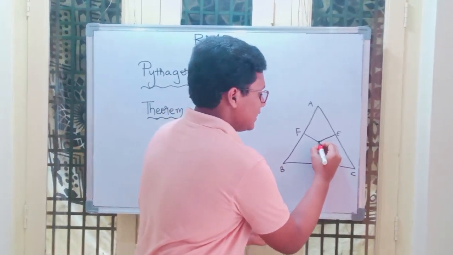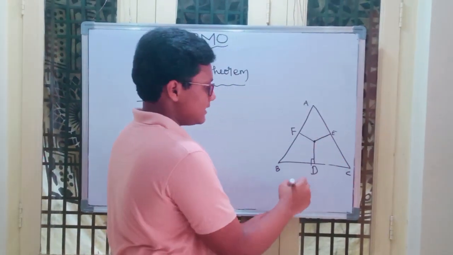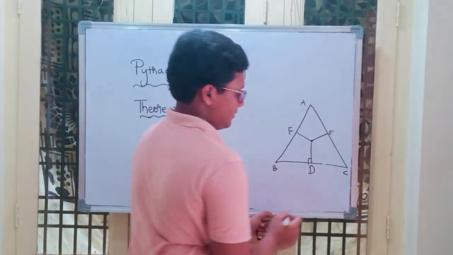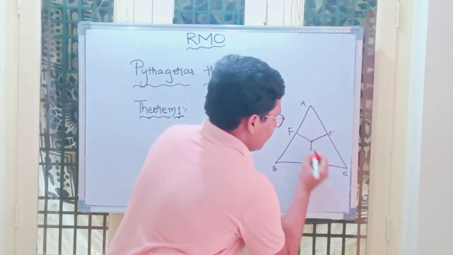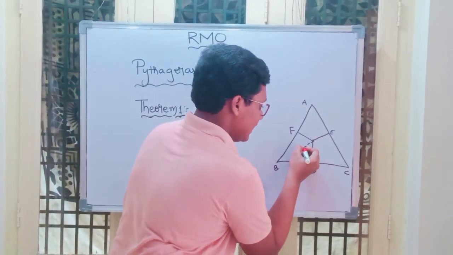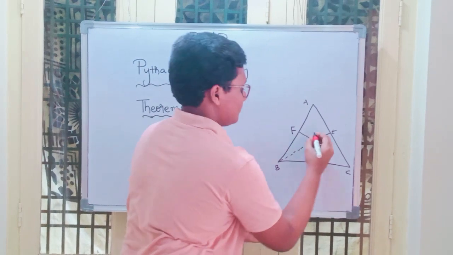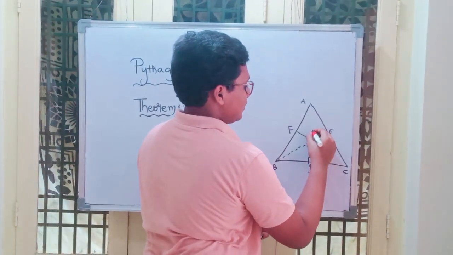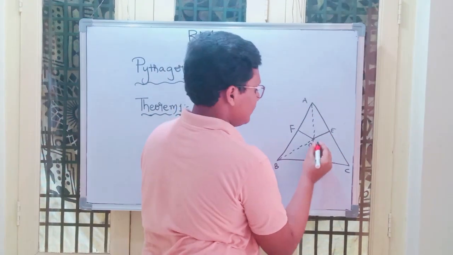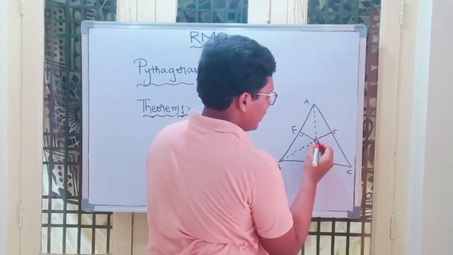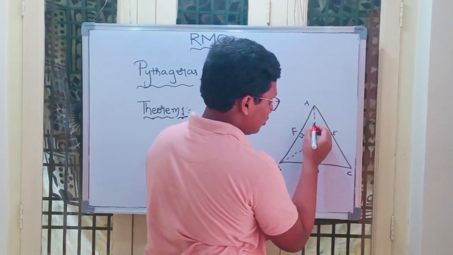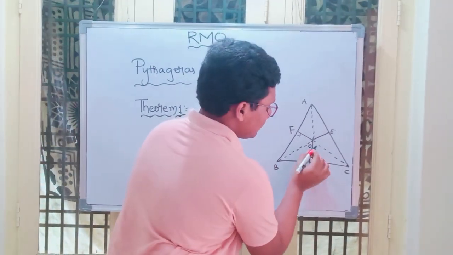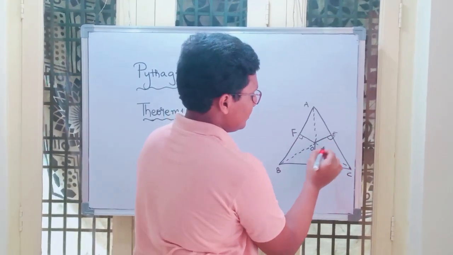and the perpendicular bisectors' concurrent point is the circumcenter. From this we will draw a line up to B. We will take this point as O, and we will join O to A, and from O to C we will draw these three lines.